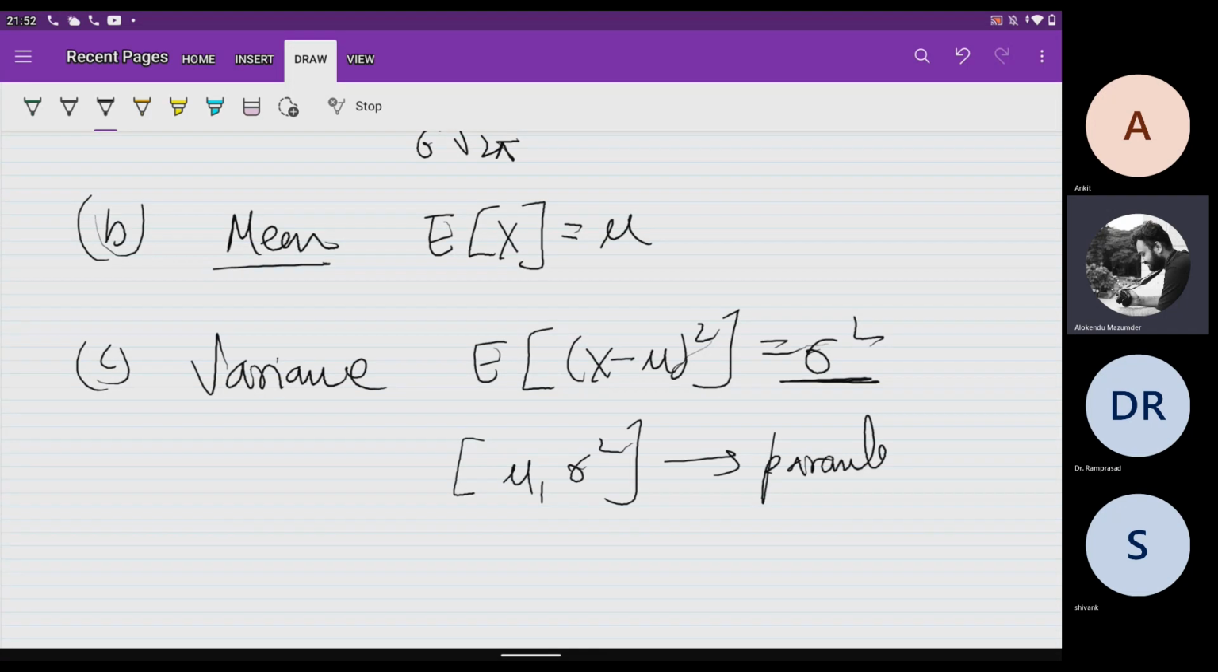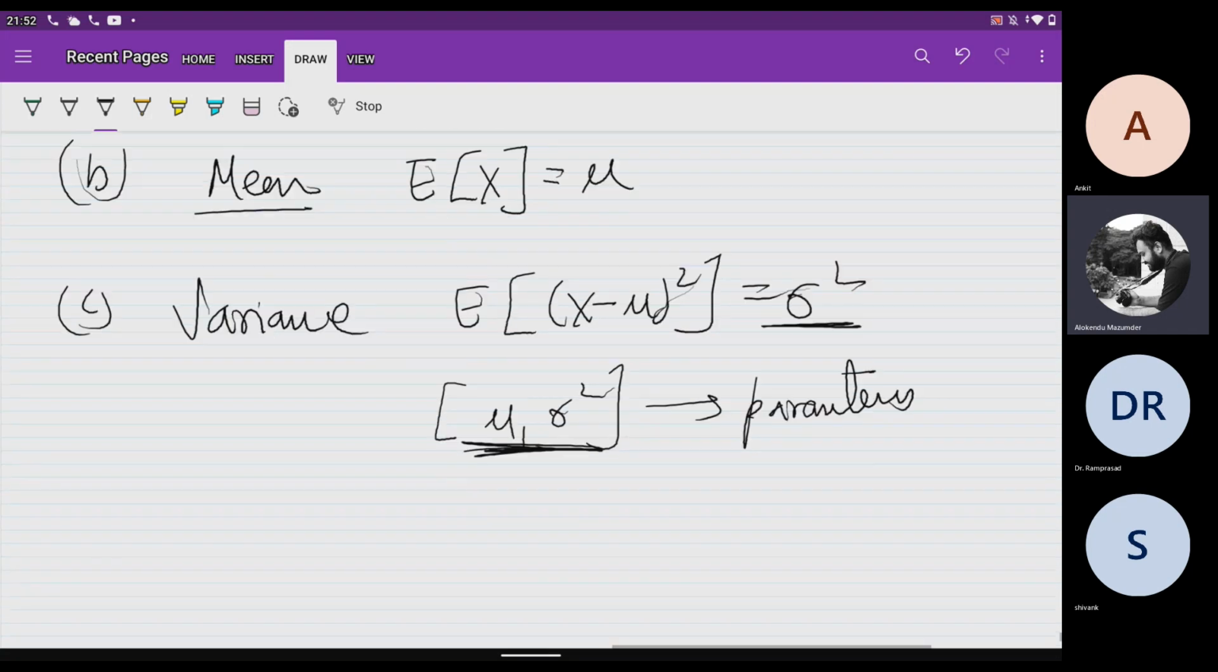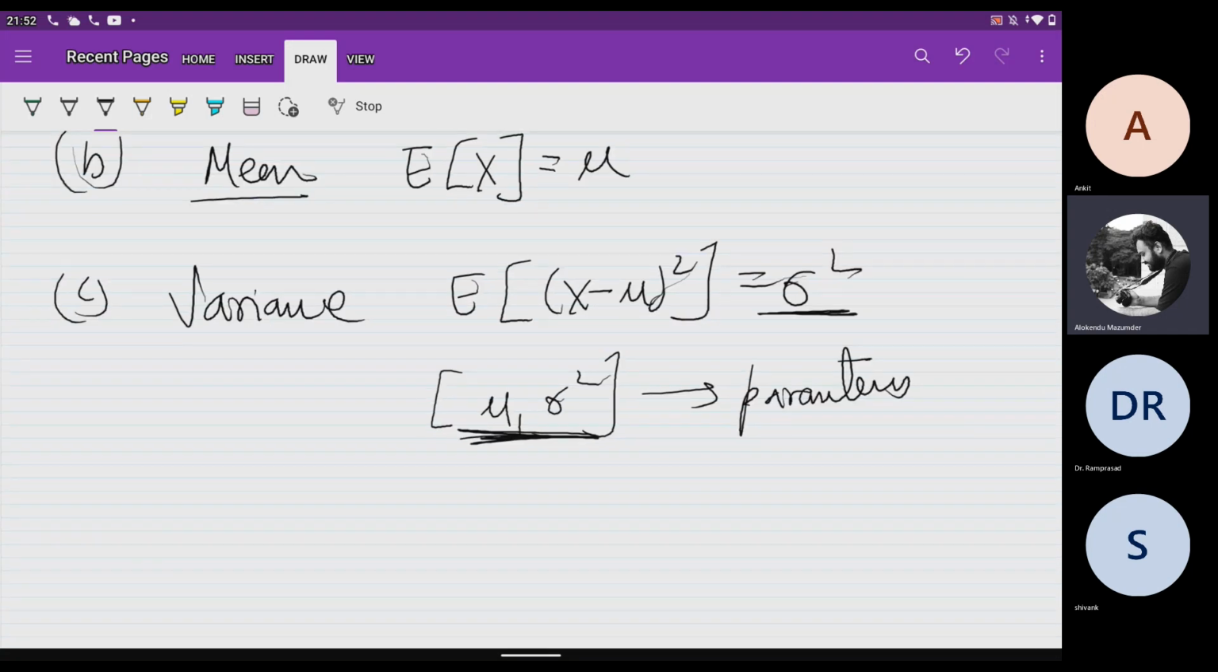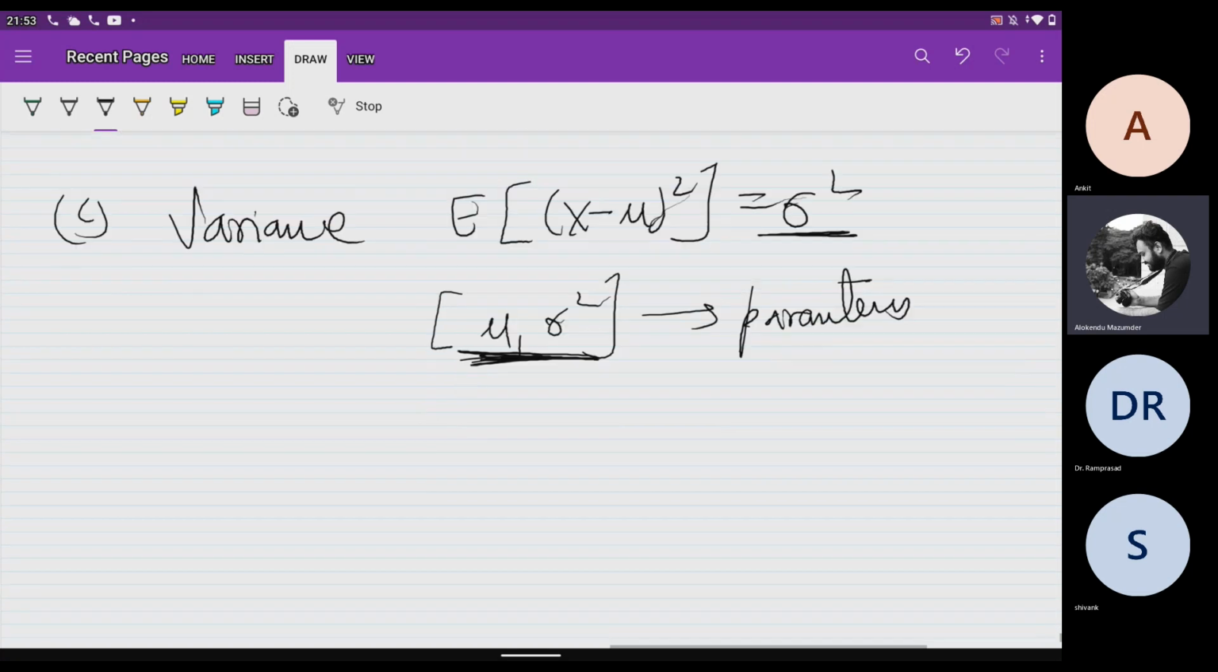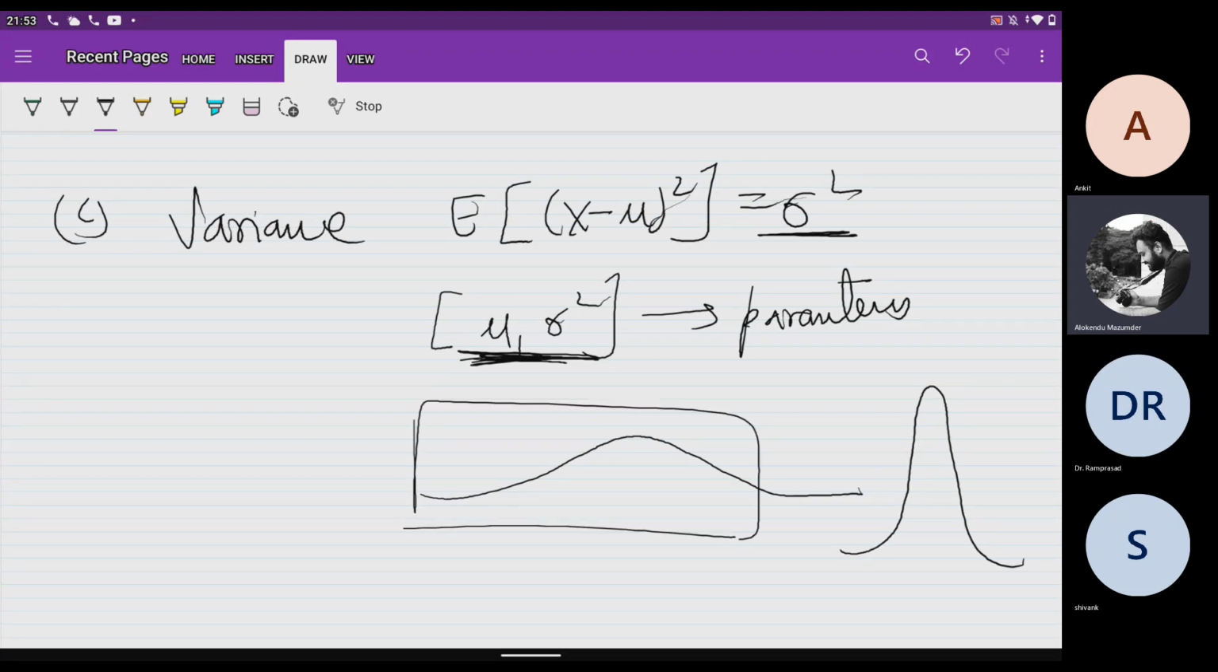Parameters means they define the distribution, right? If I say define a Gaussian distribution, you will say it has a mean mu and a variance of this, or you can say it has mean 0 and variance of some numerical value. So whenever you specify a Gaussian distribution, you specify it using mean and variance. They control the shape of the distribution. If the variance is high, the Gaussian will be like this. If variance is low, the Gaussian will be like this. And the mean shifts the curve anywhere. So the variance controls the spread while the mean controls the shift.